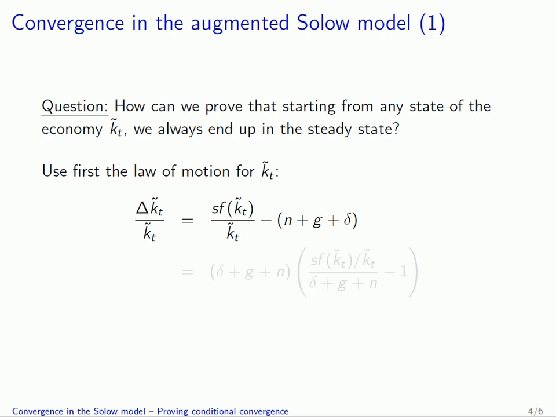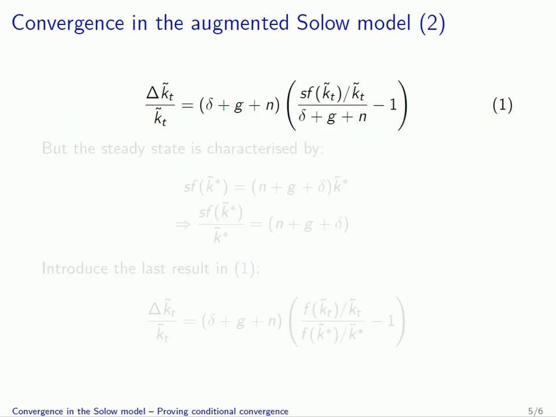So the first line of computation that you have here is delta k tilde over k tilde is equal to s f(k tilde) divided by k tilde minus (n plus g plus delta). This expression can be factorized by n plus g plus delta, and you get the following result on the slide. We'll need to record this first result as equation number 1.